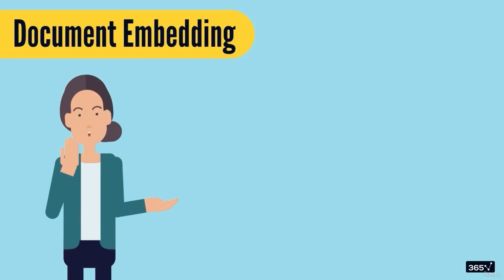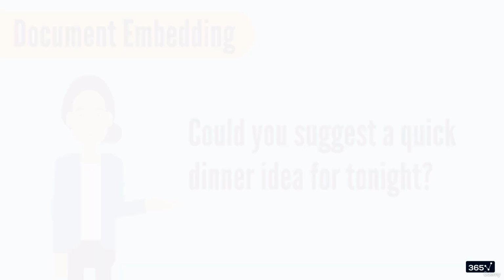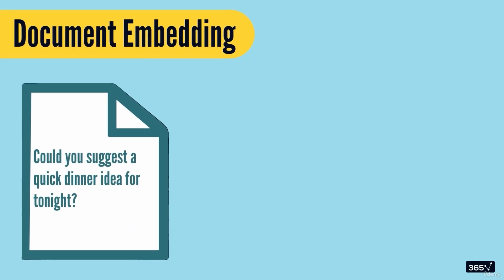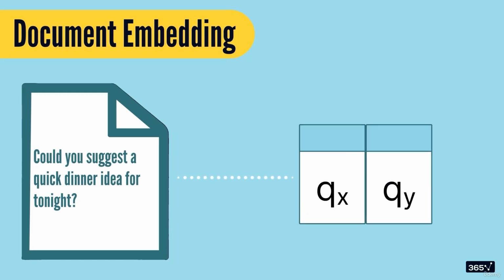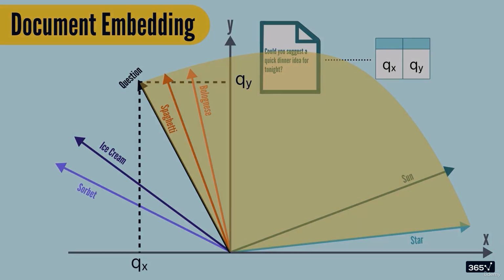Let's now consider the following user question. Can you give me a quick dinner idea to prepare this evening? The first step is to embed this user question. That is, we use an embedding model to create a vector representation of this query. When positioned on the same coordinate system, this vector would sit closest to the chunks containing spaghetti and bolognese, since they're most frequently seen in the context of dinner compared to the rest of the keywords. Analogously, the vector would sit a bit further from the texts about ice cream and sorbet. Unsurprisingly, it will find itself furthest from the vectors representing the texts containing star and sun.